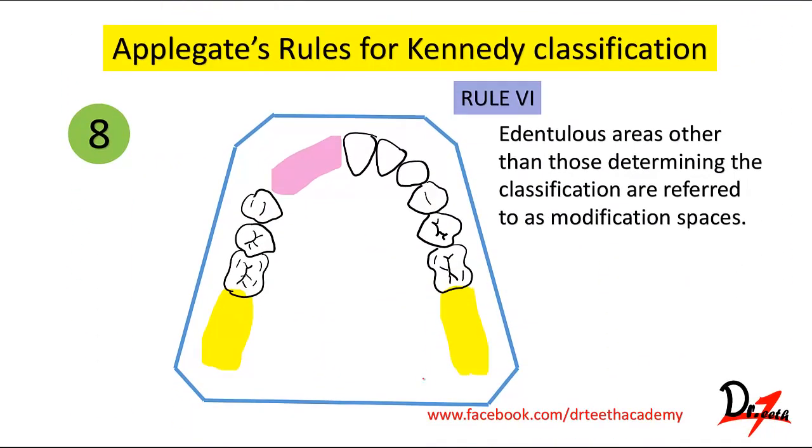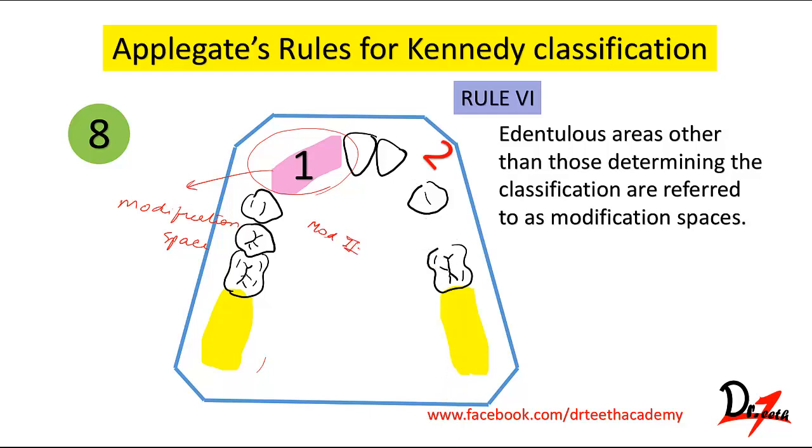Now rule 6. Edentulous areas other than those determining the classification are referred to as modification spaces. The same thing I told you in rule 5. So this will determine the classification, and this is the modification space. So if one space is missing, you will say it is mod 1, modification 1. And if this tooth is also absent, you will say mod 2. And if this tooth is also absent, you will say mod 3, right?